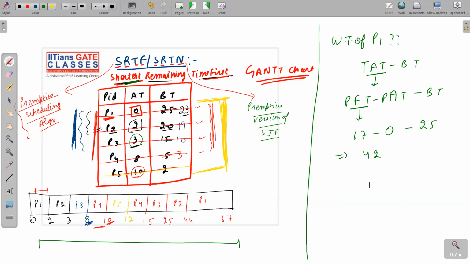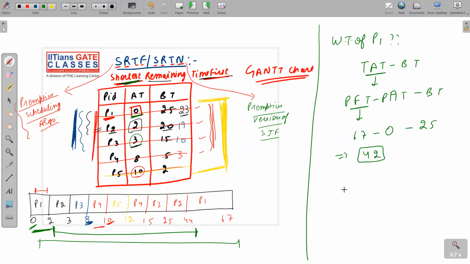If you want to check, I can show you here itself. From the Gantt chart, P1 arrived at 0 time and it has executed here only, so no waiting. But after 2 and till 44, P1 was not executed. So directly or indirectly, P1 was waiting from 2 to 44. What is the time from 2 to 44? 44 minus 2, that is 42. So 42 units of time P1 has waited. I think I have made the point clear to everyone.